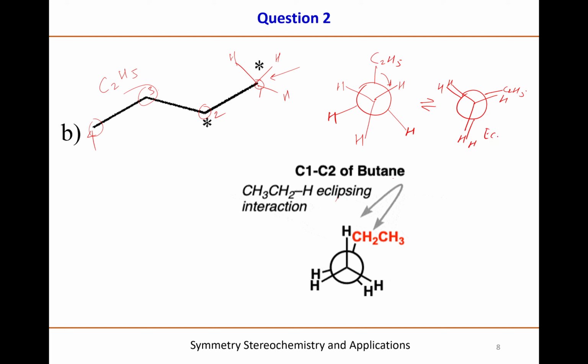This is the eclipse form. In this case, only one possibility of eclipse form is there, because all the atoms present on the first carbon are identical. All the atoms are H only. So only one type of eclipse interaction is possible here, which is the C2H5 and H interaction. There is no other group present on the molecule. That's why.